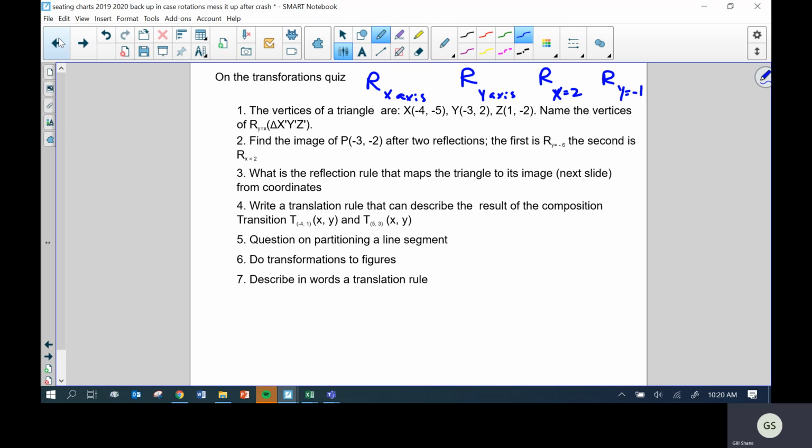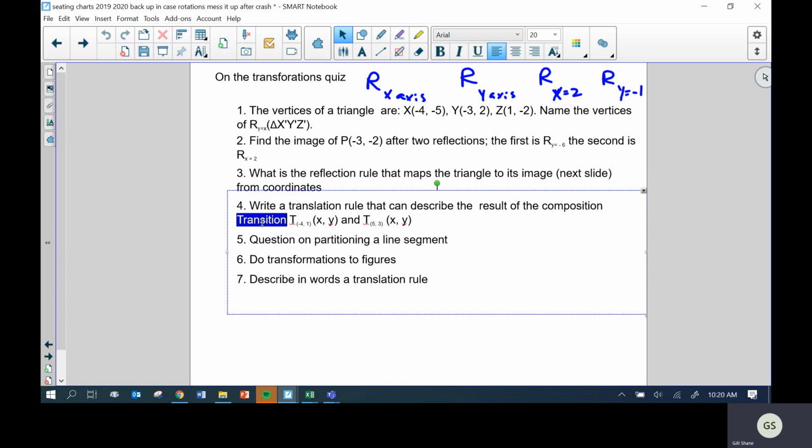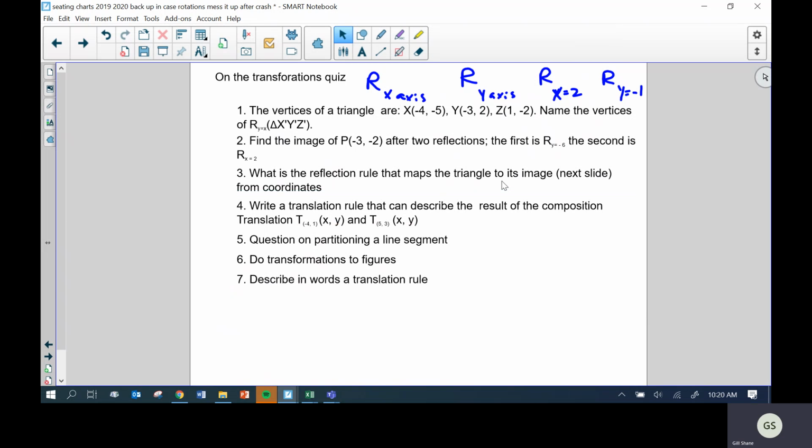All right, so you got to know how to do this. It says number 4, write a translation rule that can describe the result of a composition translation. So that's where we take a point like this, and it says translate. It's not transition, sorry, that should be translation. Let me change that real quick. There. So a composition translation means what?